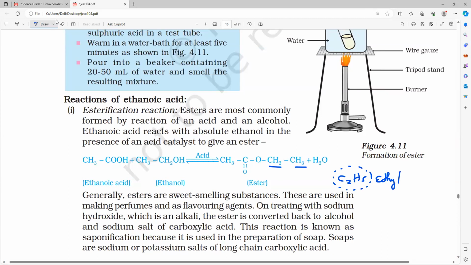So ethyl, and this one is CH3COO. What is CH3COO called? It is called acetate. Correct or wrong? Ethyl acetate. Is it right, Ari? Yes, sir. Ethyl acetate plus water will come. So that is what. Next they are asking.